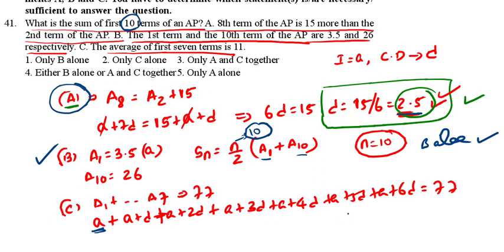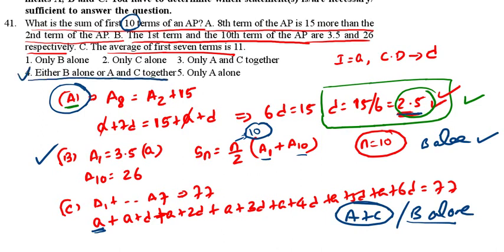So by using A plus C we are going to get the answer, or using B alone we are going to get the answer. So either B alone or A and C together. That means option 4 is the correct answer.